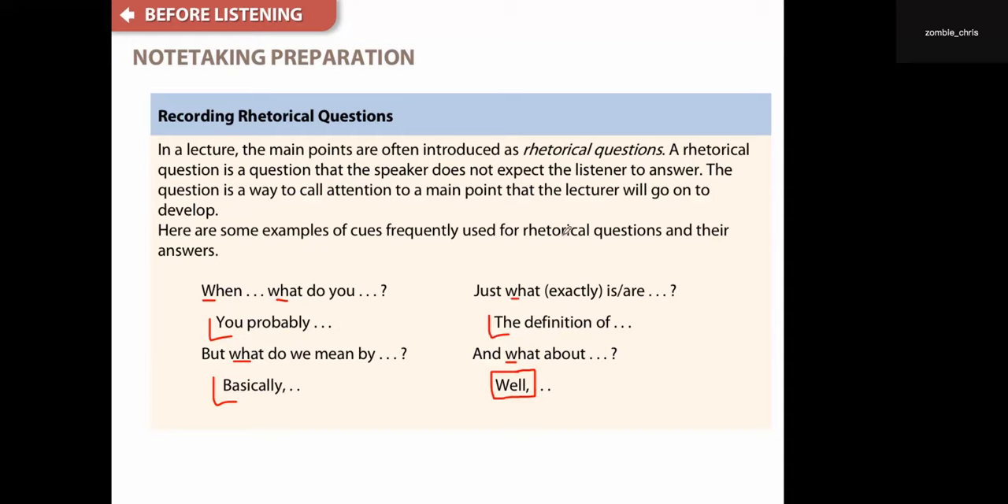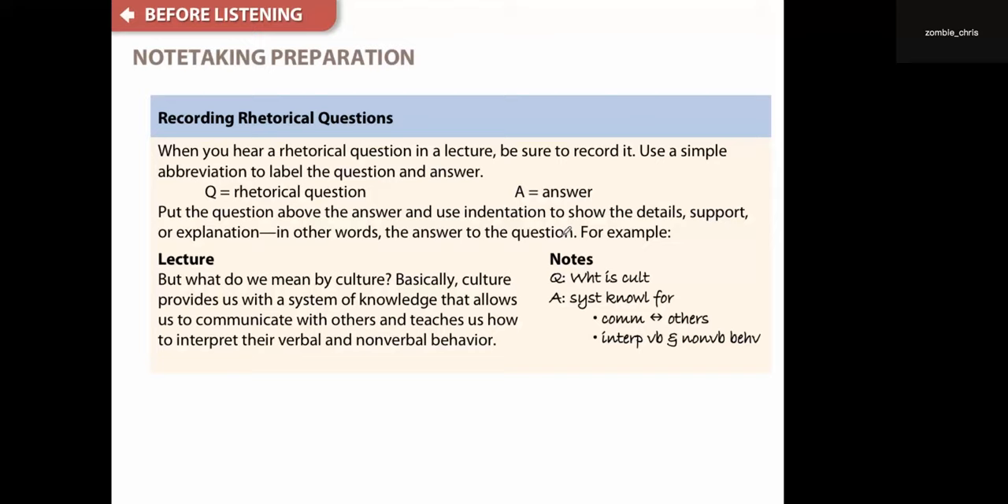It doesn't introduce a main point. It doesn't introduce a point that's going to be developed. And it's not an anticipated question. In your notes, you will simply write Q and A. So, what is culture? Well, it's a system of knowledge for communicating between other people, interpreting verbal and non-verbal behavior.